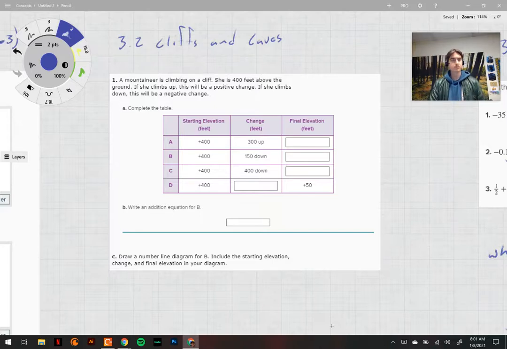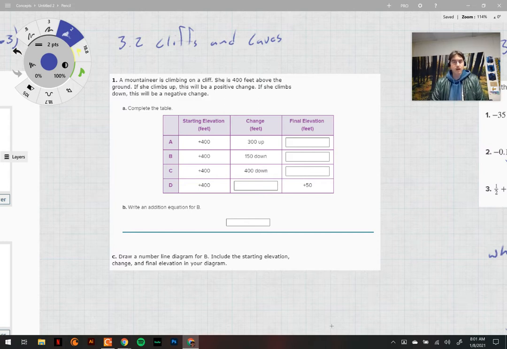All right, 3.2, we're going to continue looking at adding signed numbers, but now we're going to be looking at using the magnitudes to determine if our answer is positive or negative. So let's get started. A mountaineer is climbing on a cliff. So a cliff is above sea level. She is 400 feet above the ground. If she climbs up, this will be a positive change. If she climbs down, this will be a negative change. So all of the starting elevations are positive 400 feet, and the change is either going to be positive or negative. And we're going to have to determine what her final elevation is.